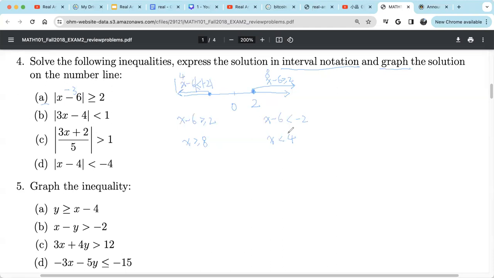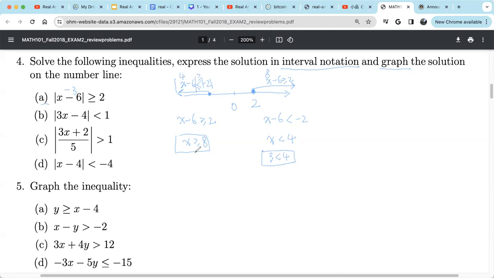Then think about less than 4. Think about 3. 3 is less than 4, right? 3 minus 6, that's negative 3. Absolute value of negative 3 is positive 3. So the solution becomes greater than 2. So this one is a little bit tricky to understand, right? This one is very intuitive.